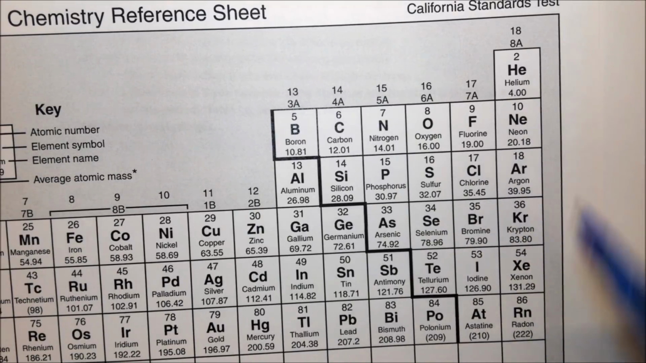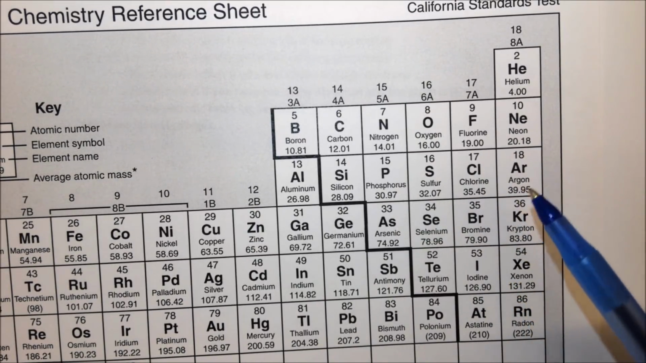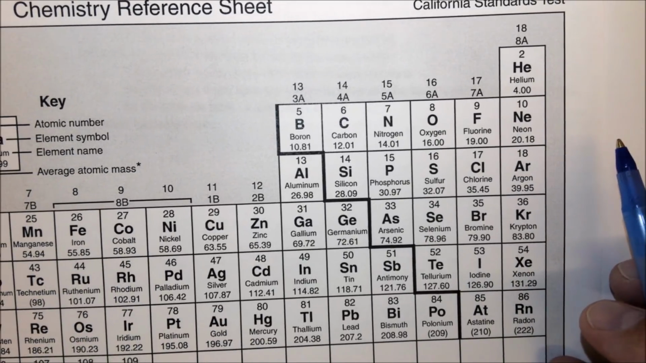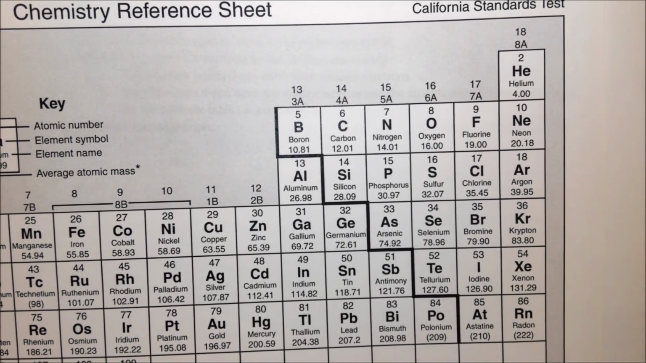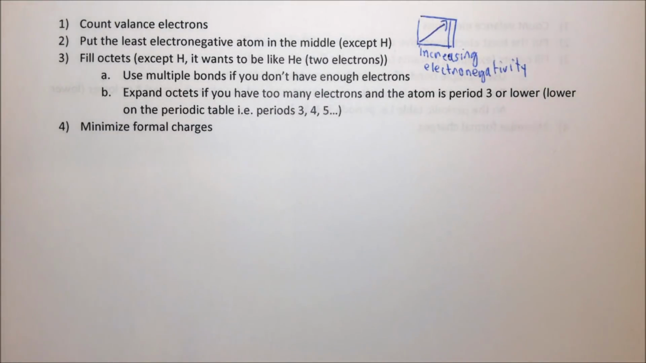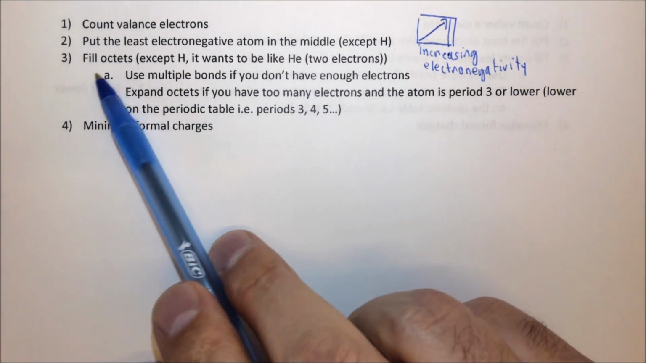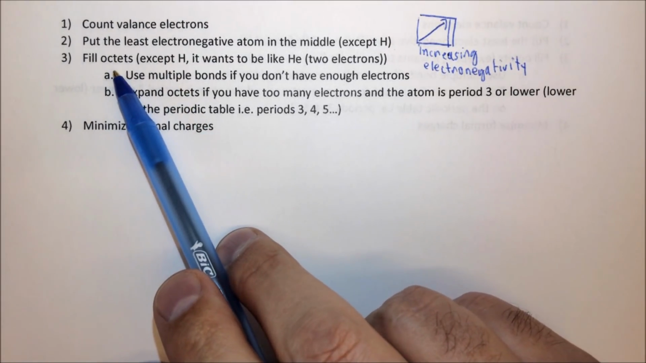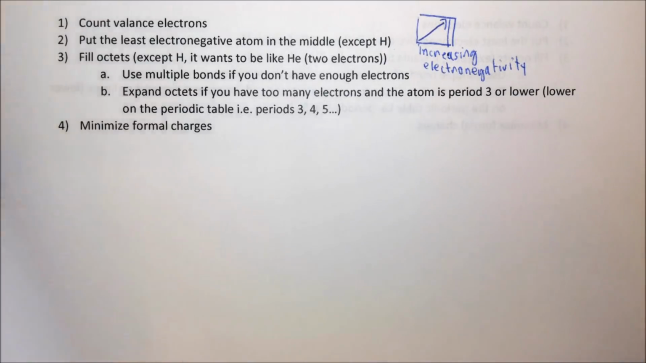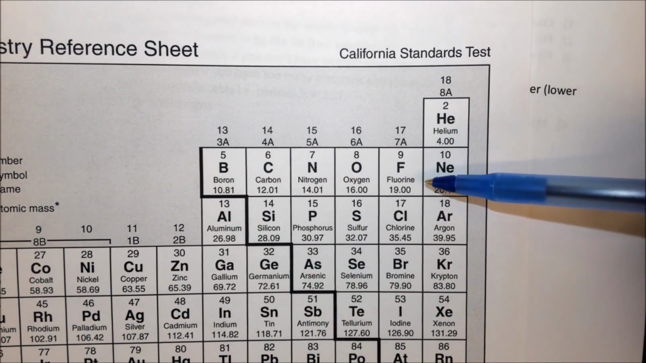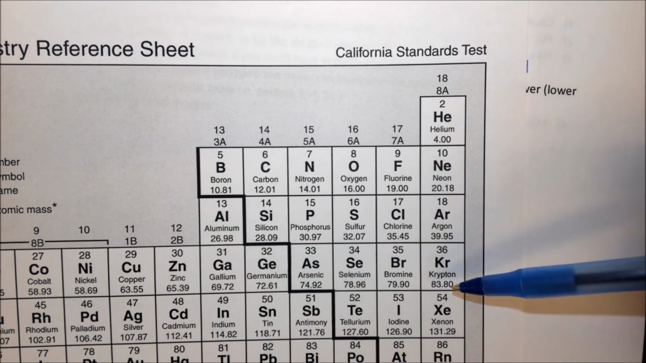You want to put the least electronegative atom in the middle. Almost always, but not always, the least electronegative atom is written first. However, that's not always the case, so just remember, put the least electronegative atom in the middle. Next, fill octets. So essentially, atoms bond so that they'll be more noble gas-like. The noble gases have 8 valence electrons. So, in covalent compounds, molecules will share electrons such that they have 8.